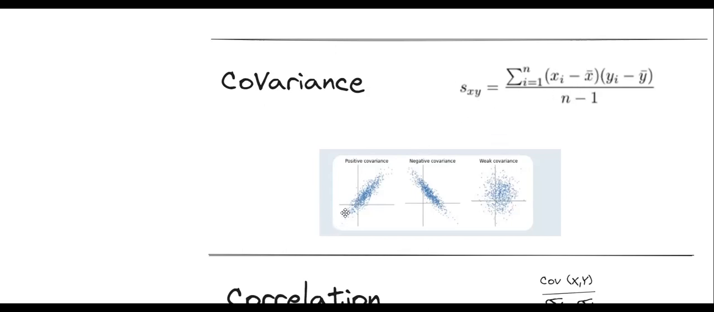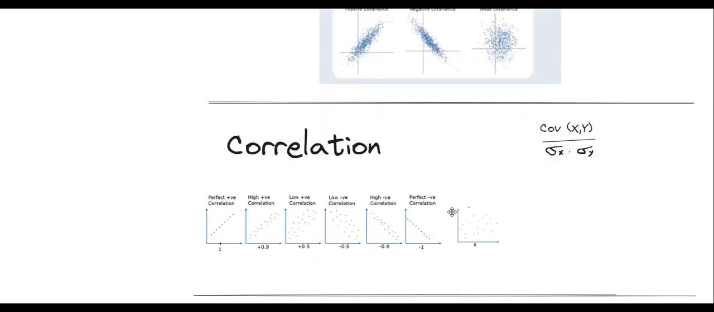Covariance can either be positive, negative, or weak. Moving on, let's see what correlation is. Covariance only gives us the direction: is it positive, is it negative, or is it weak? Correlation will also give you a value. The formula for correlation is basically the covariance of x and y divided by the multiplication of the standard deviation of x and the standard deviation of y.